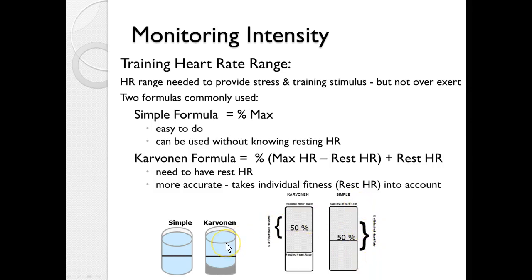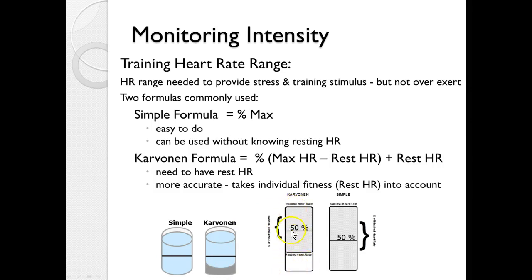With the Karvonen formula, this is the cup with our fake bottom. If you told someone to drink half, they might drink halfway down the glass, but that's less than half of the water. Half of the water would be up here somewhere. So in order to do this properly, you'd have to take this bottom away, calculate half, and then re-add the bottom. And that's exactly what you do when you do the Karvonen.